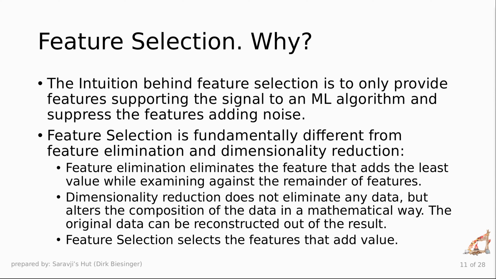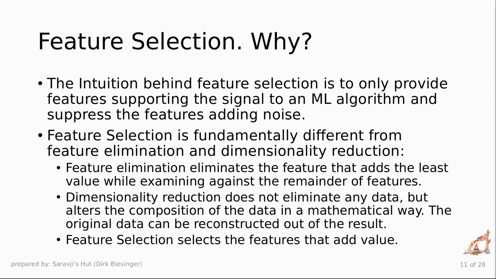Feature selection. Why do we need it? The intuition behind feature selection is to reduce the features in the dataset to the features that support the signal and only use these to feed a machine learning algorithm. And of course, suppress those that don't add to the signal because they are just adding noise.